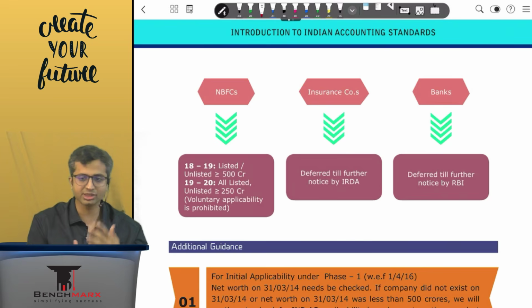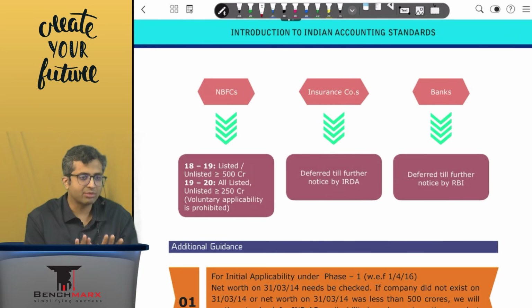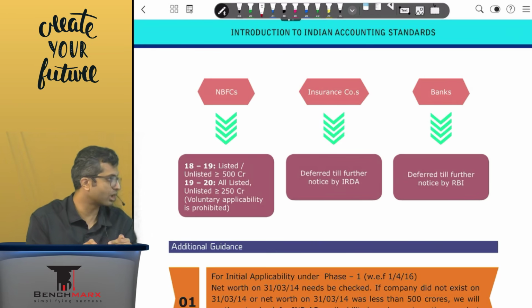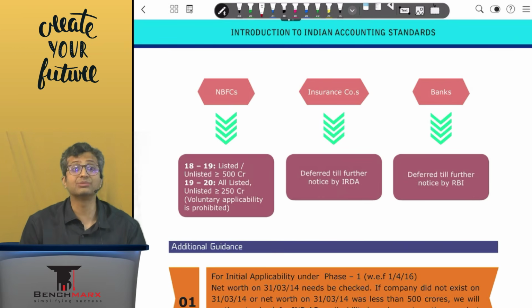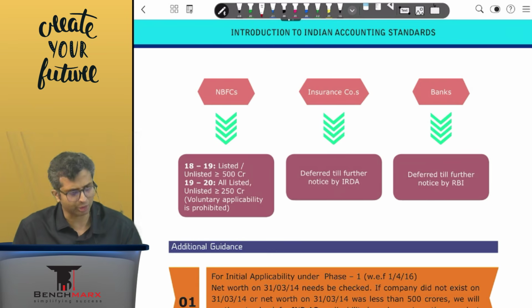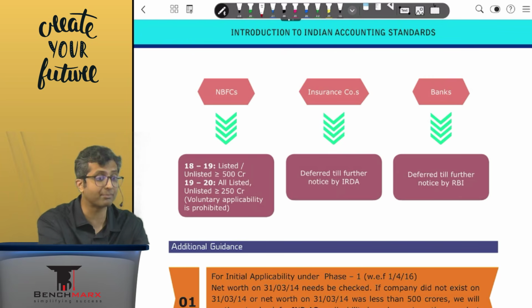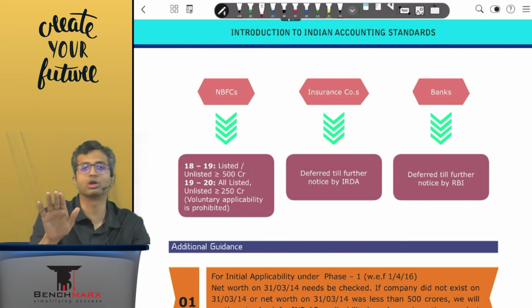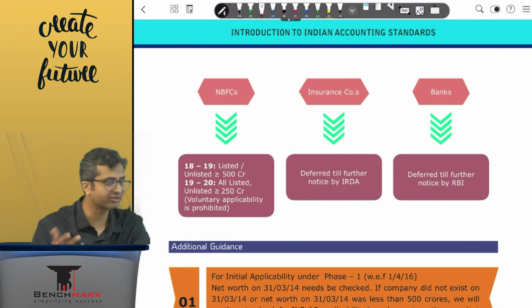What I'm trying to say is RBI is very, very conservative when it comes to banks. So RBI says, till the time I'm absolutely sure of how the accounting is flowing, I will not allow Ind AS to be applicable. As we speak, Ind AS application has been deferred until further notice for banks. Sooner or later it will come. But right now, Ind AS does not apply to banks. That means even if a bank wants to voluntarily adopt Ind AS, it cannot. Application of Ind AS is prohibited for banks by the RBI till further notice. Are we clear with this?